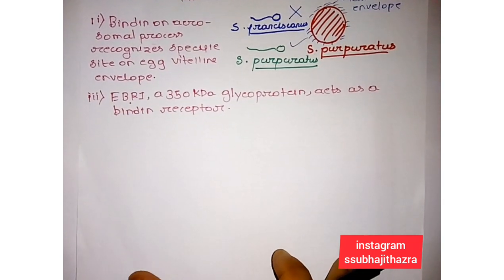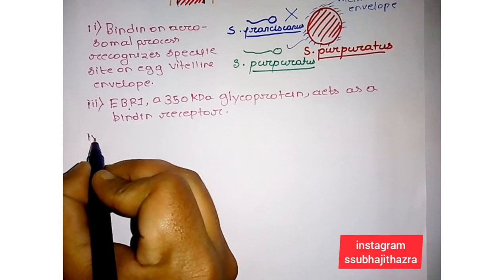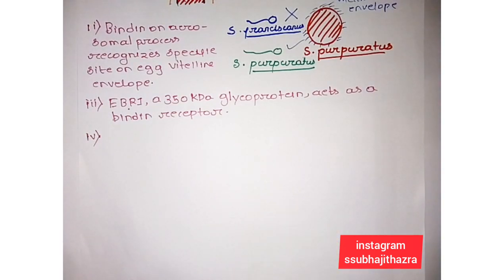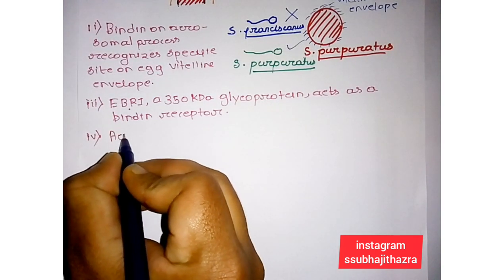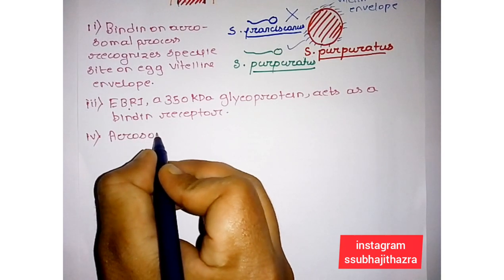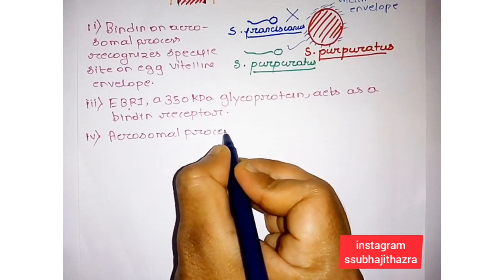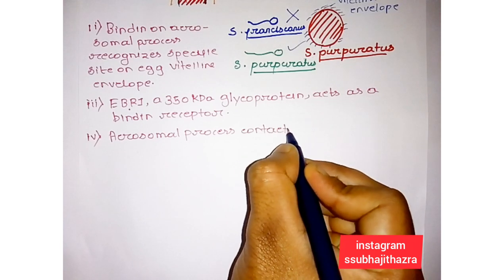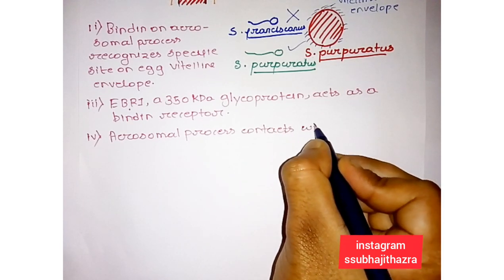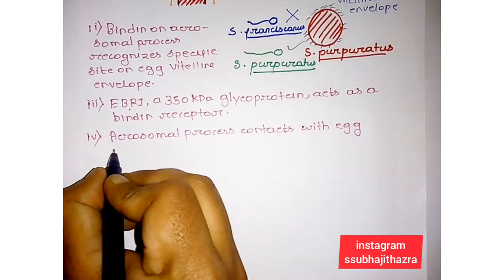Now, the fourth point you can say, the acrosomal process contacts with egg microvilli.